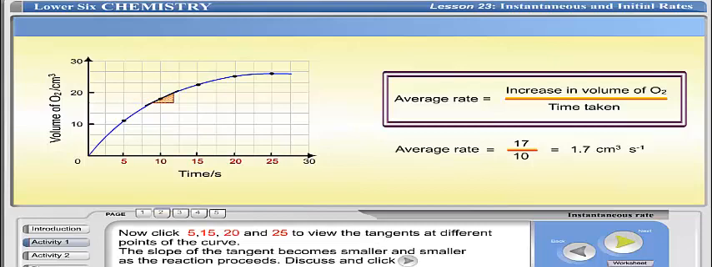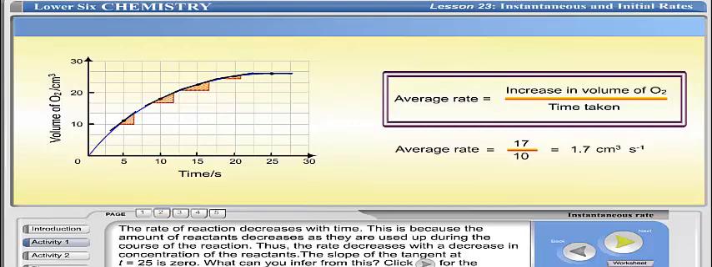Now click 5, 15, 20 and 25 to view the tangents at different points of the curve. The slope of the tangent becomes smaller and smaller as the reaction proceeds. Discuss and click Next.